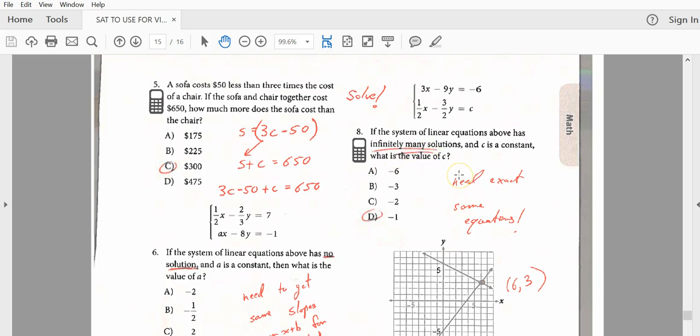Same thing up here. If the system of linear equations above has infinitely many solutions, that means they're the exact same one. C is a constant. What's the value of C? So we need to find a way to get these to be the exact same thing.